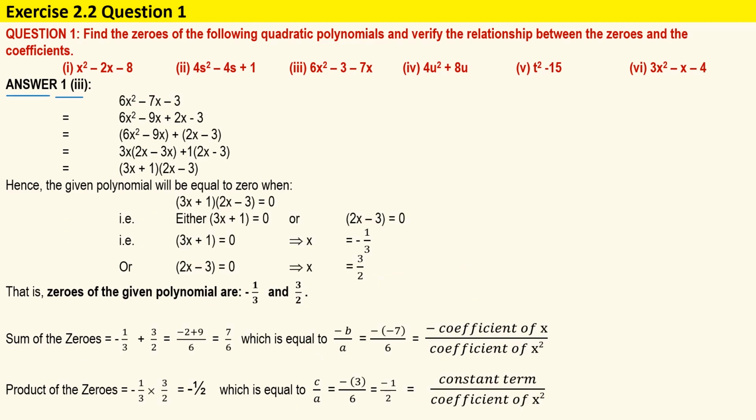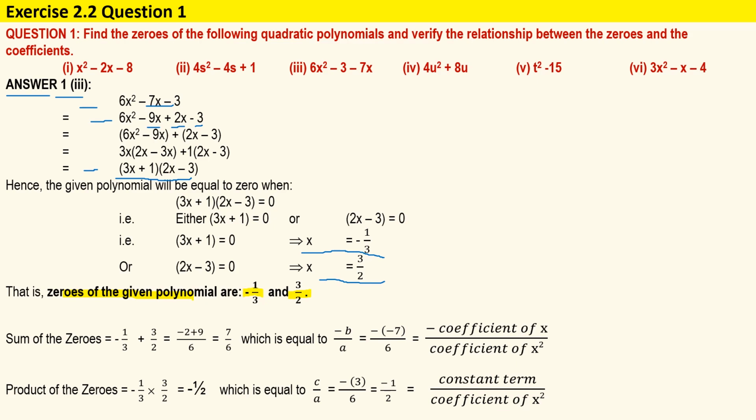Answer 1, part 3, 6x square minus 7x minus 3. This can be written as 6x square minus 9x plus 2x minus 3, which will be equal to 3x plus 1 times 2x minus 3. Hence, we can say that either x is equal to minus 1 by 3 or x is equal to 3 by 2. That is, the zeros of the given polynomial are minus 1 by 3 and 3 by 2.